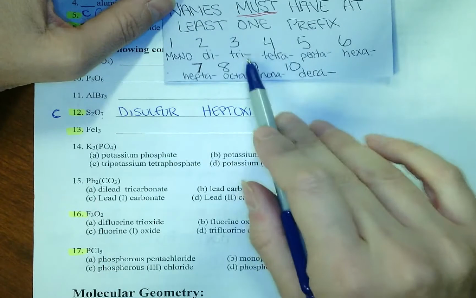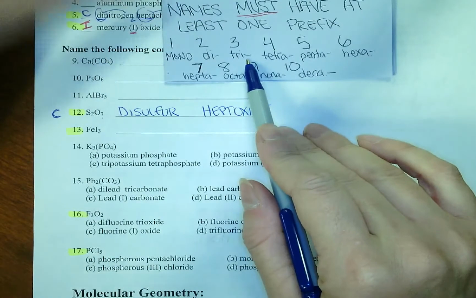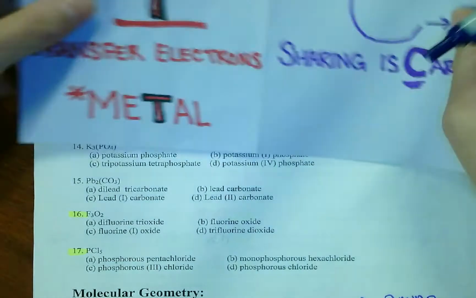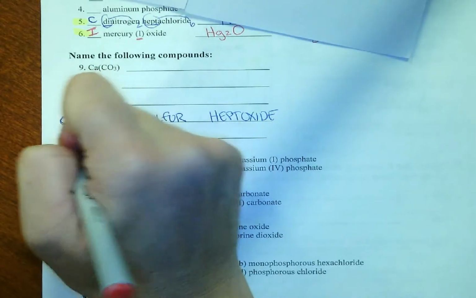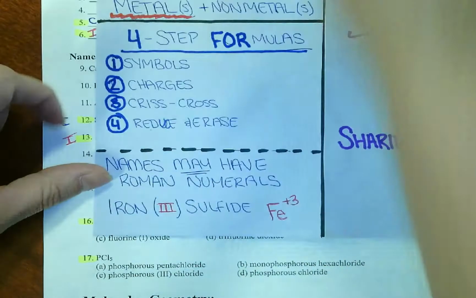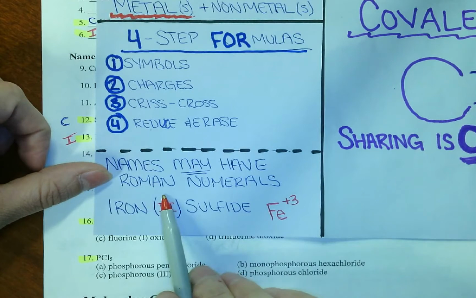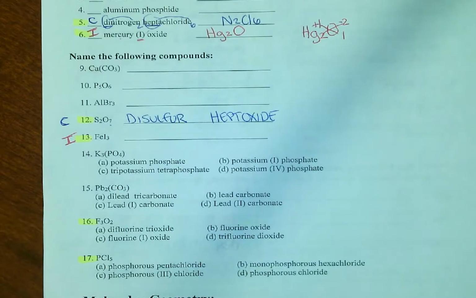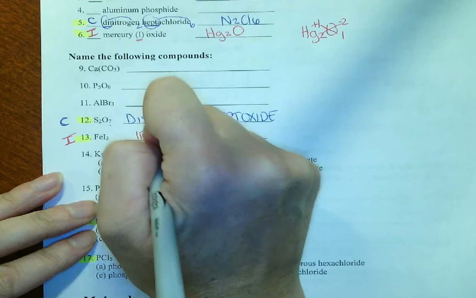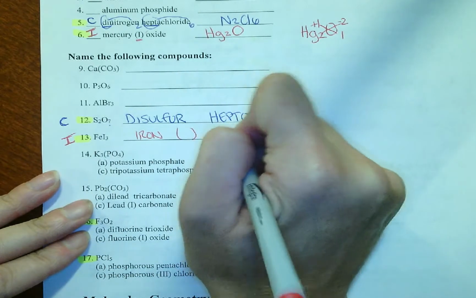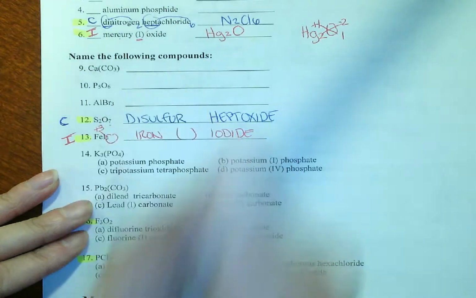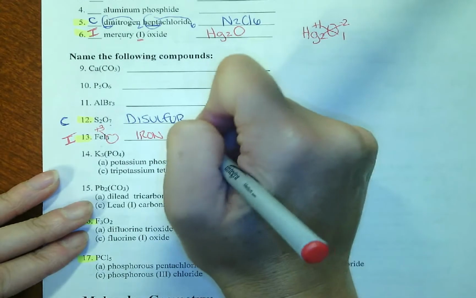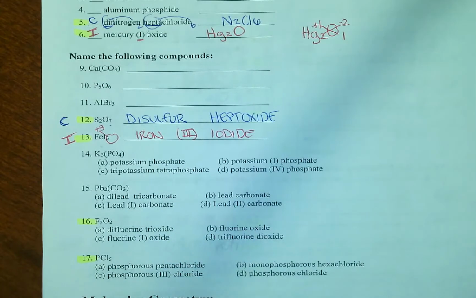FeI3. You cannot use prefixes. Iron triiodide. No. Right? This is ionic. If there's a metal in it, it's going to be my ionic rules. So I'm going to write ionic next to this one, and I'm going to use the ionic naming rules. Oh, shoot. Names may have Roman numerals. Iron definitely needs a Roman numeral. So I'm going to call this iron blank iodide. And this iron must be making a 3 charge because there's a 3 right there. That's crisscrossed. If you still don't understand Roman numerals, you need to come get help. They don't go away. Come get help.